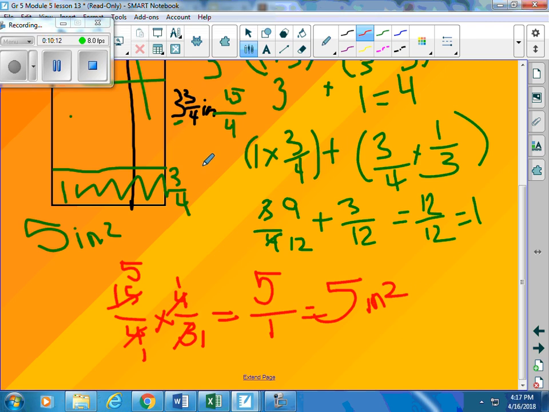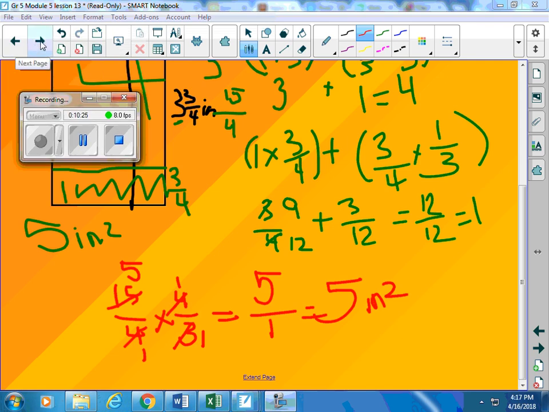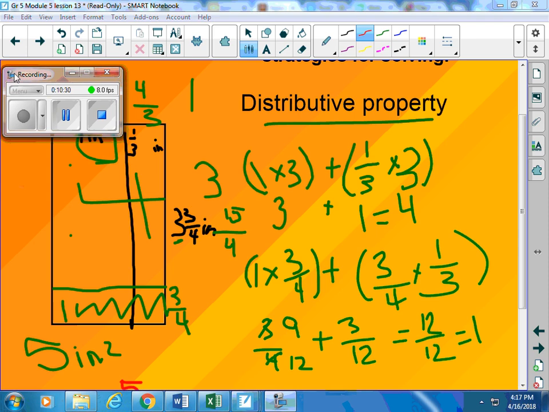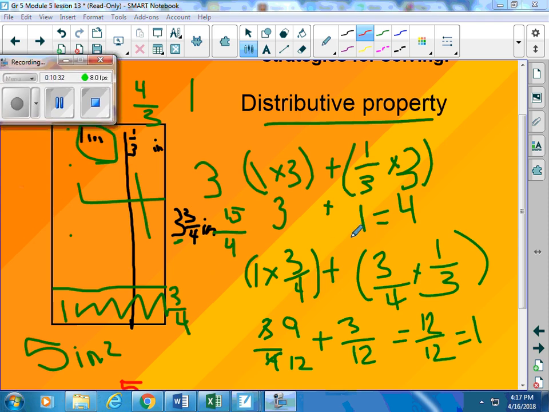So there's 2 different ways that you can do this. Obviously, the second way is much more efficient, and that's the way that we have been working these. So that's kind of how I'm going to continue on with these now that I've shown you what the distributive property is and how you can use it to solve the area.